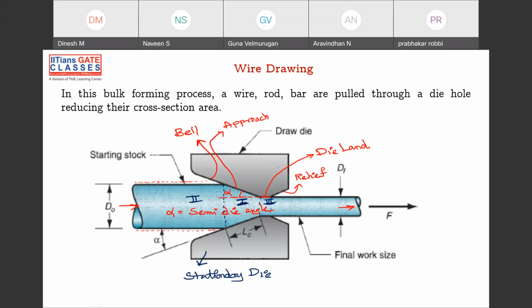We have a die. We have a three-dimensional die like this. And of course, sorry, the die should be circular like this, because a circle is coming out. Okay, so fine. It is also having some die, and through the die you're pulling it.